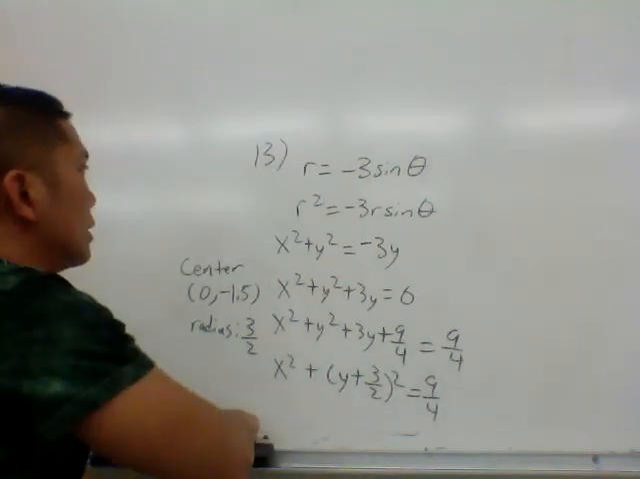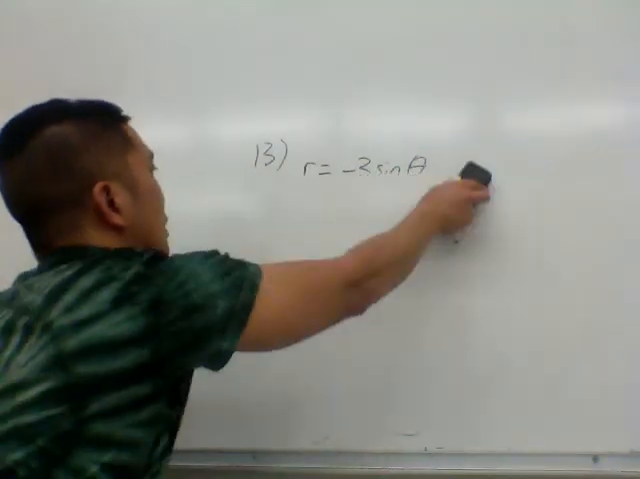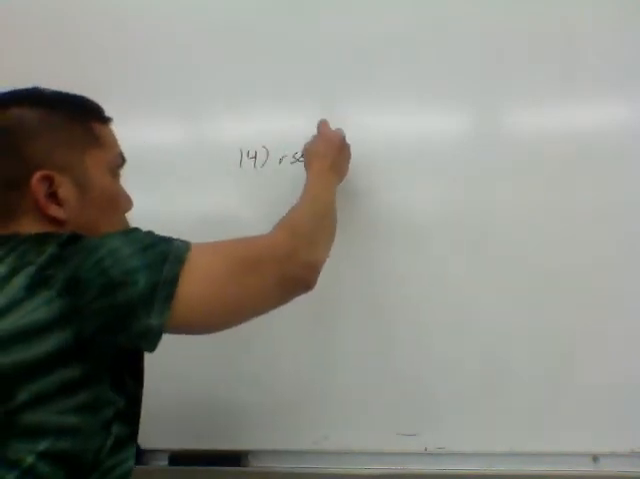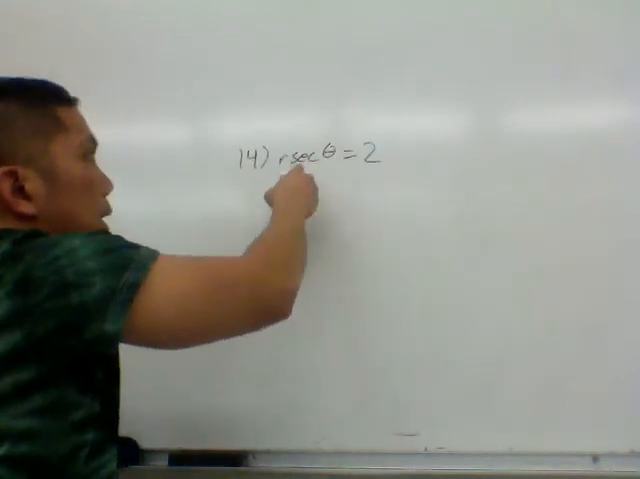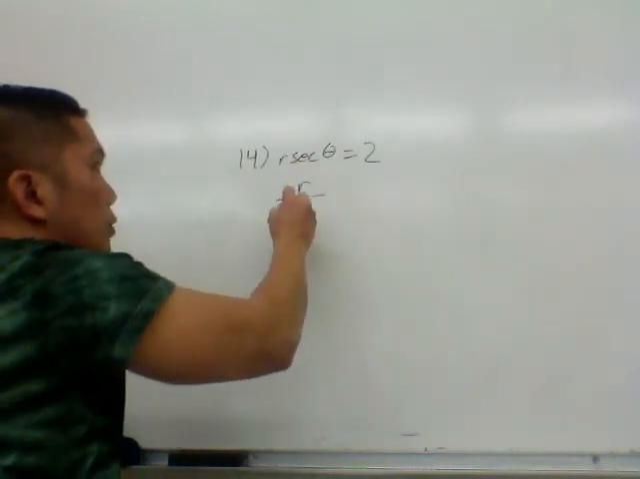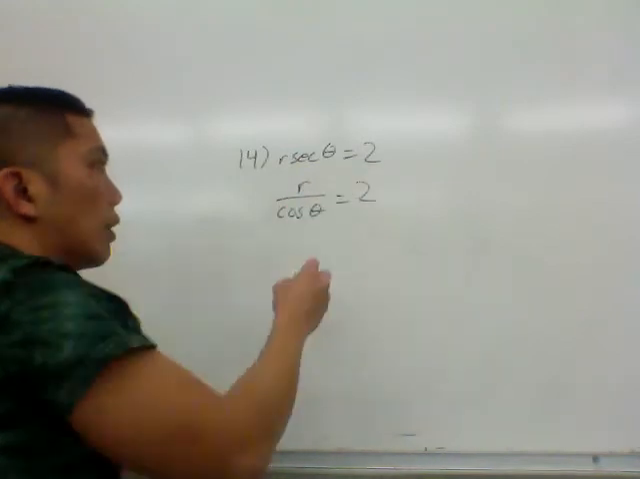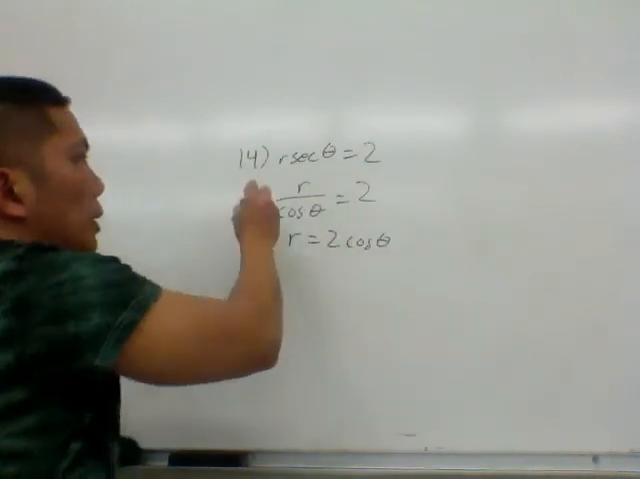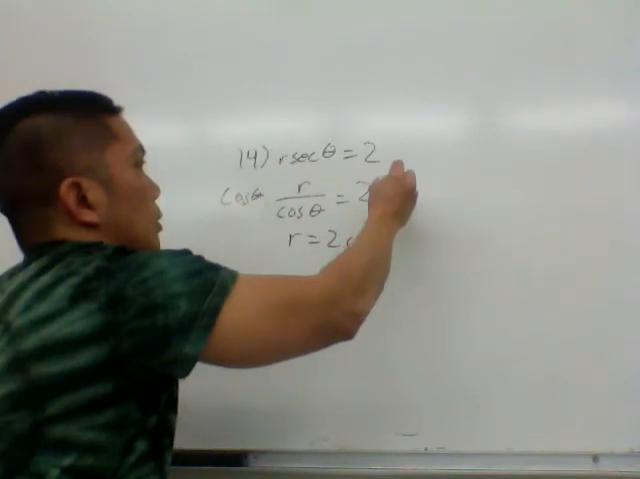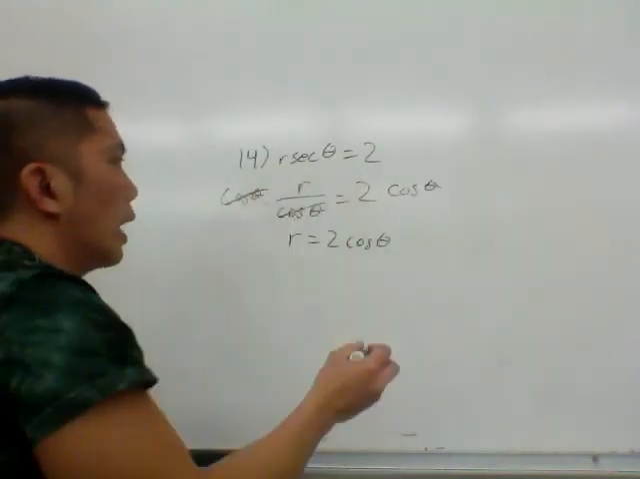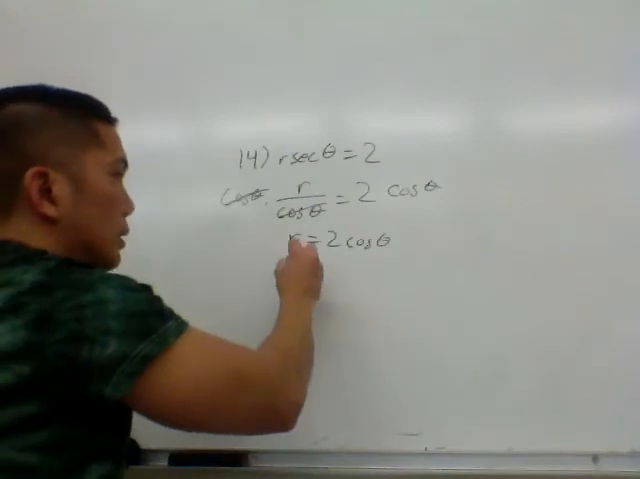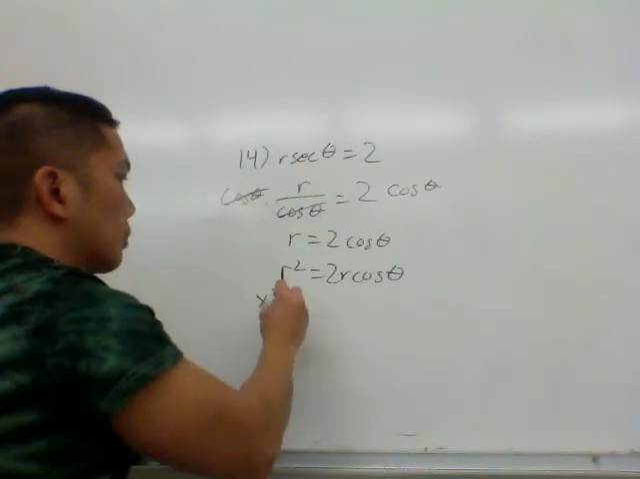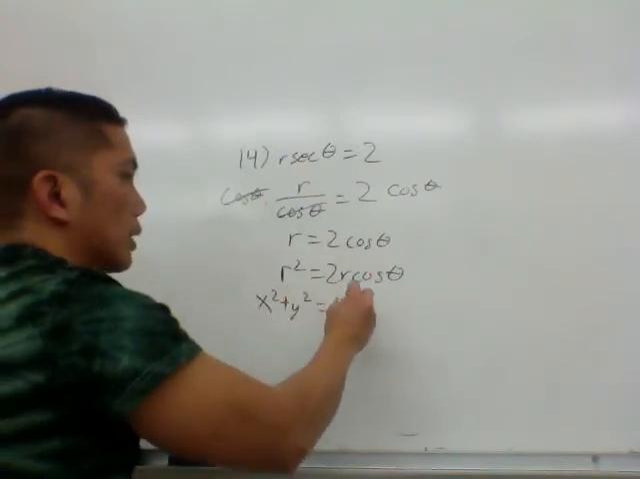Okay, number 14. You have r secant theta is equal to 2. Remember, secant theta is really the reciprocal of cosine. So now I'm going to get the r by itself. So r is equal to 2 cosine theta. I multiplied both sides by cosine theta if you were wondering what happened here. And then I'm going to multiply r on both sides. I get r squared is equal to 2r cosine theta. R squared is x squared plus y squared, and r cosine theta is x.